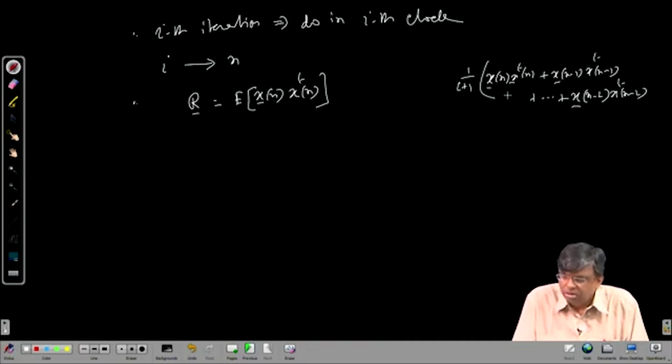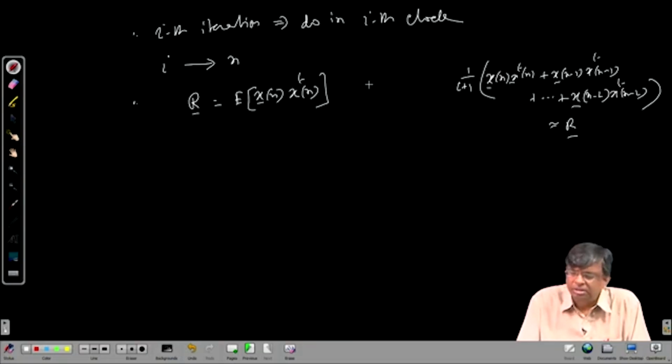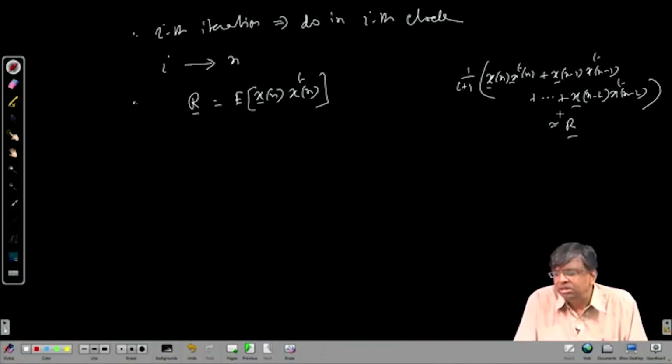So, this will be a good estimate of R, isn't it? You take one data vector multiplied by its transpose, another data vector multiplied by its transpose. So, you are taking case by case, basically it is called sample averaging. You are taking samples of x n, obtaining one instance of this matrix, again samples of x n minus 1, another instance of this matrix, x n transpose this matrix. Okay. And like that, and then you average. The more such cases, the better the average.